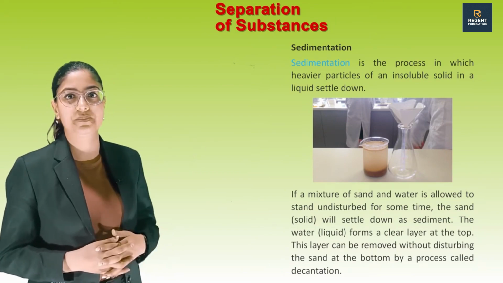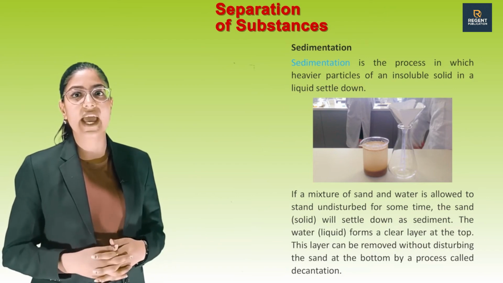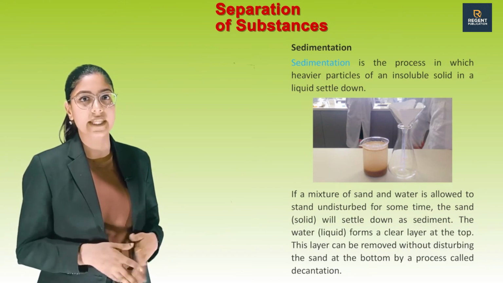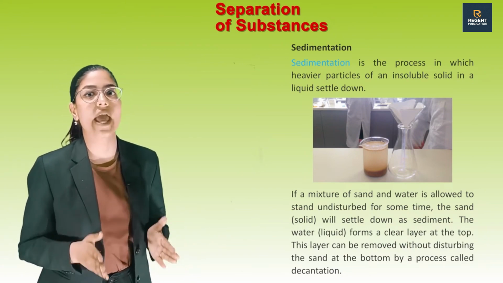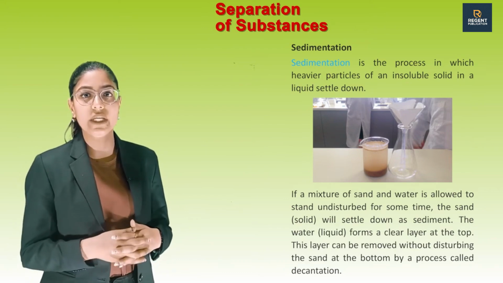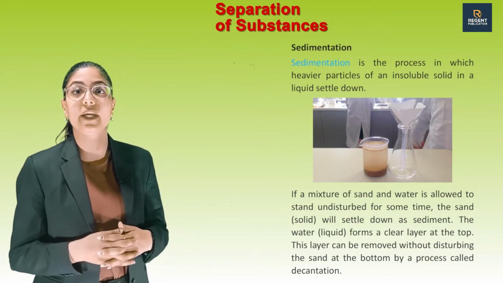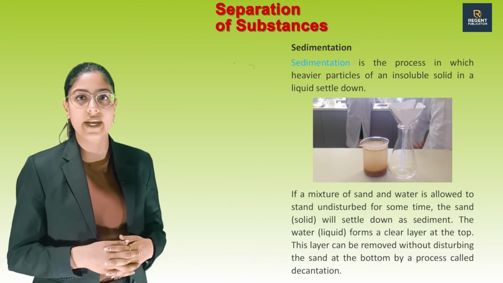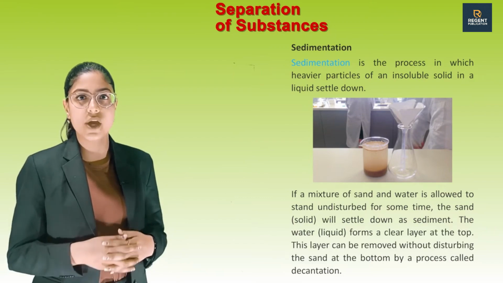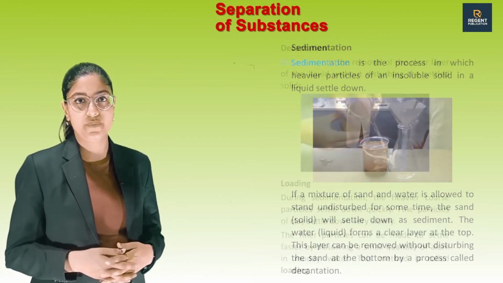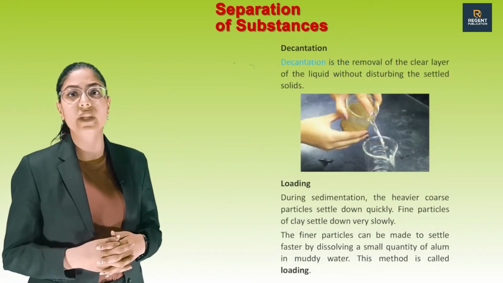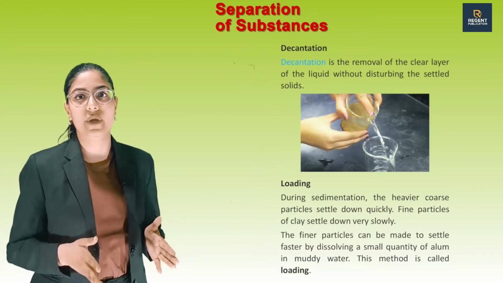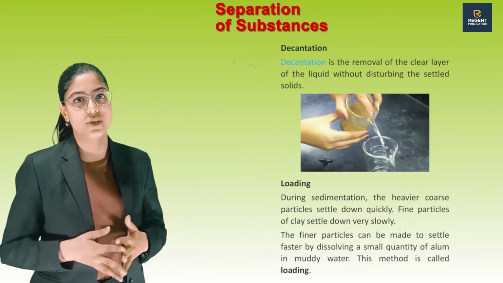See this picture. If a mixture of sand and water is allowed to stand undisturbed for some time, the sand, solid, will settle down as sediment. The water, liquid, forms a clear layer at the top. This layer can be removed without disturbing the sand at the bottom by a process called decantation. Decantation. Decantation is the removal of the clear layer of the liquid without disturbing the settled solids.